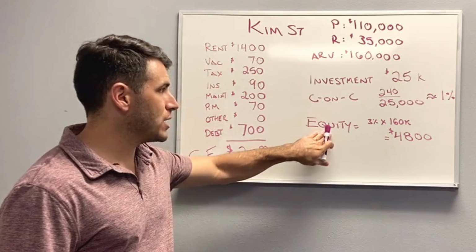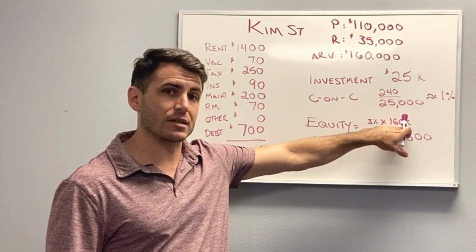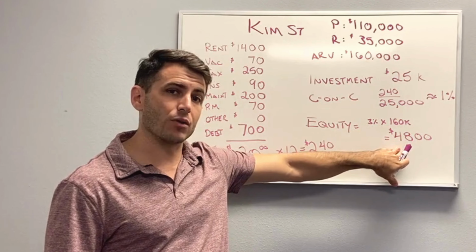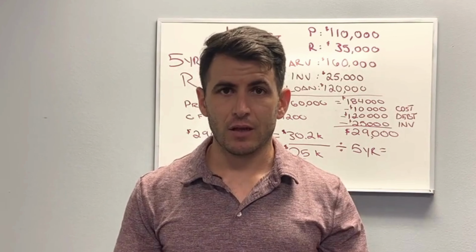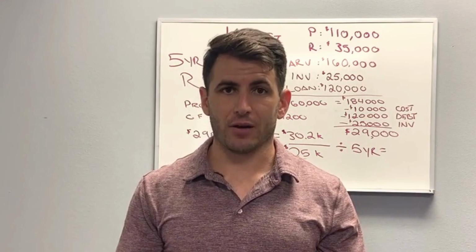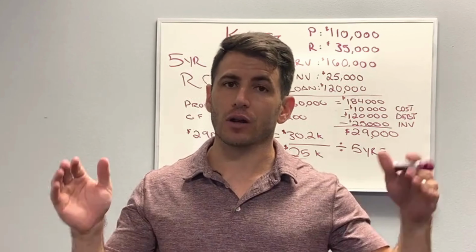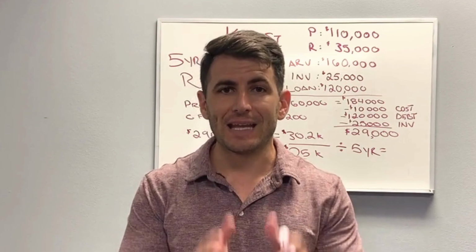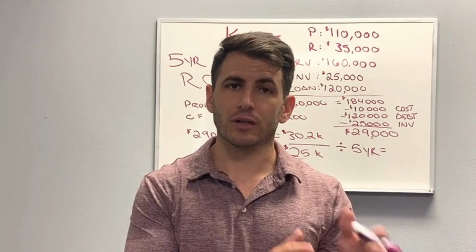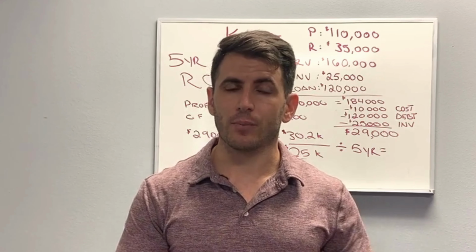Well, my equity growth each year is 3% of that $160,000, which means my equity growth is $4,800. 1% cash flow is dog shit. But please don't stop there. I didn't and I don't. I always run an equation over a longer time frame. I prefer to use a 5-year annualized return on investment. And that's what I did for Kim Street, and you'll see why I ended up pulling the trigger on it.